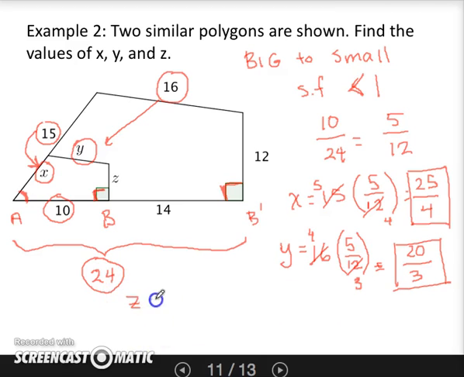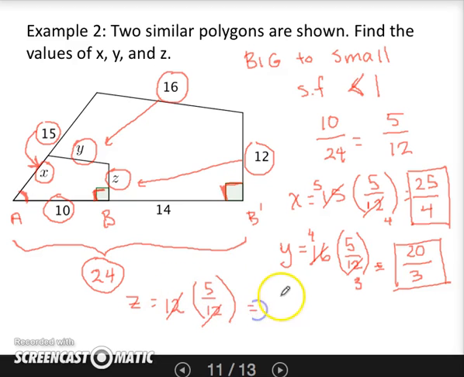Finally, to find the value of z, I'm going from big to small. So I'm going to take my big side, which is 12, and multiply it by my scale factor of 5/12. And this is going to come out really nicely because my 12s just end up canceling, and I find that z is equal to 5 units.